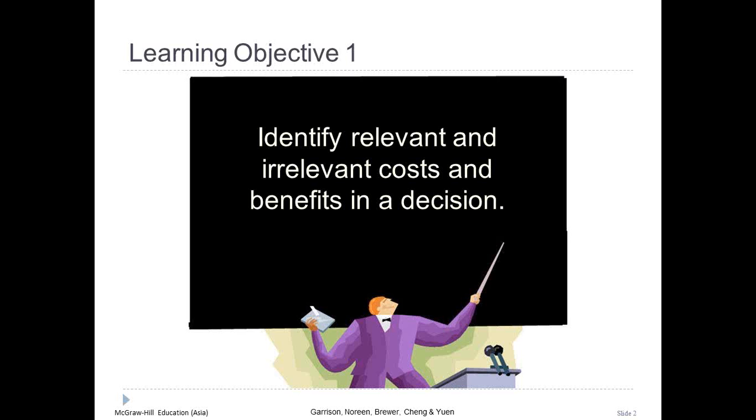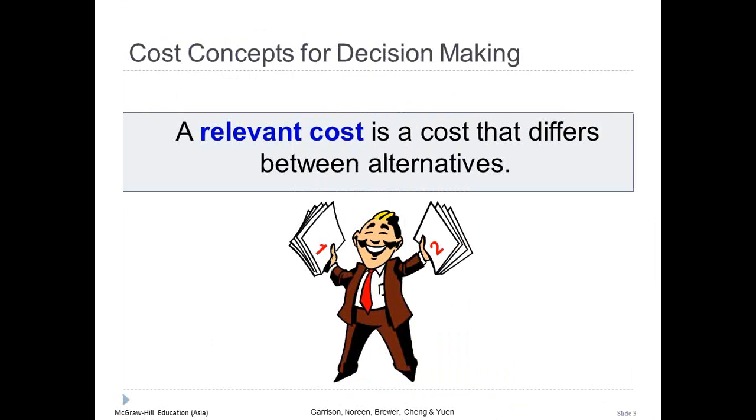So learning objective number 1 is to identify relevant and irrelevant costs and benefits in a decision. A relevant cost is a cost that differs between alternatives. An avoidable cost is a cost that can be eliminated in whole or in part by choosing one alternative over another. Avoidable costs are relevant costs. Unavoidable costs are irrelevant costs.